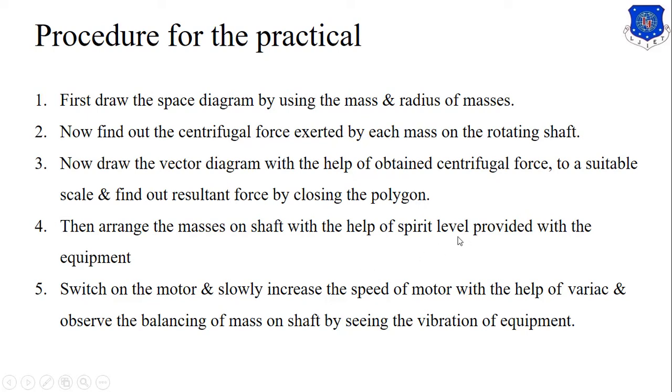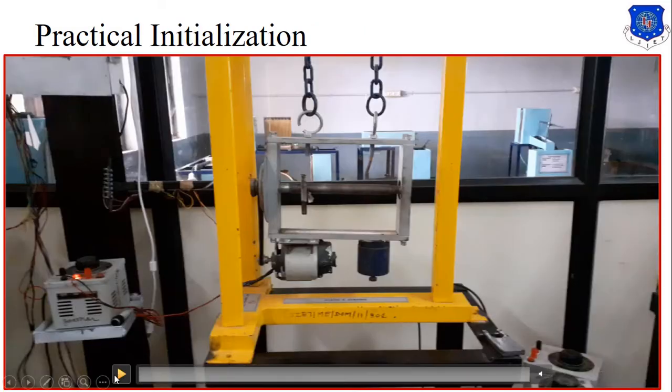Then we have to switch on the motor and slowly increase the speed. Let us check what happened, and then we need to calculate the unbalanced couple as well as forces generated on the shaft. So for this, let us have the practical initialization.